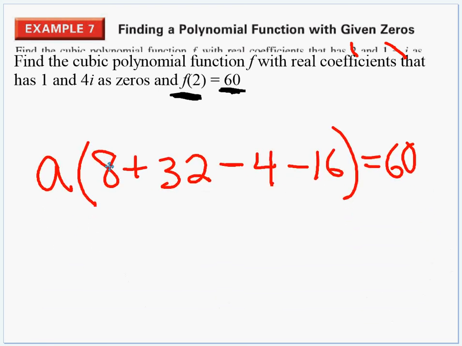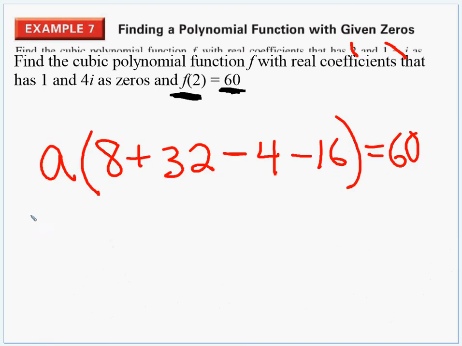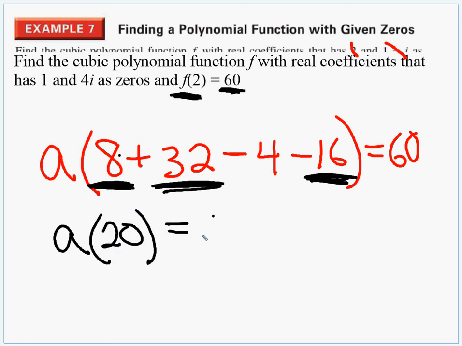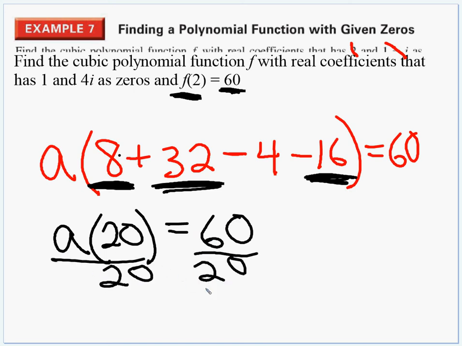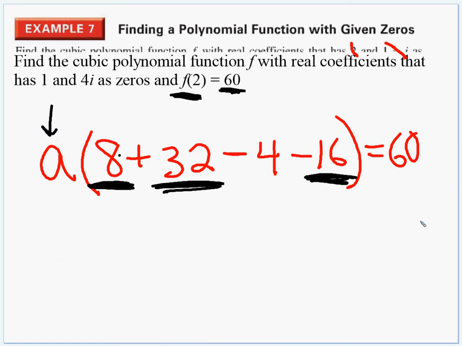So let's see what's going on inside those red parentheses. We've got a, and then I'm going to do it this way. 32 minus 16 is 16. 16 plus 8 is 24. 24 minus 4 is 20. So that's a times 20 is equal to 60. Oh, and that'll work out real nice. Divide both sides by the 20, and we get a equals 3. So if I go back up here, this a out front, we can replace that with a 3.